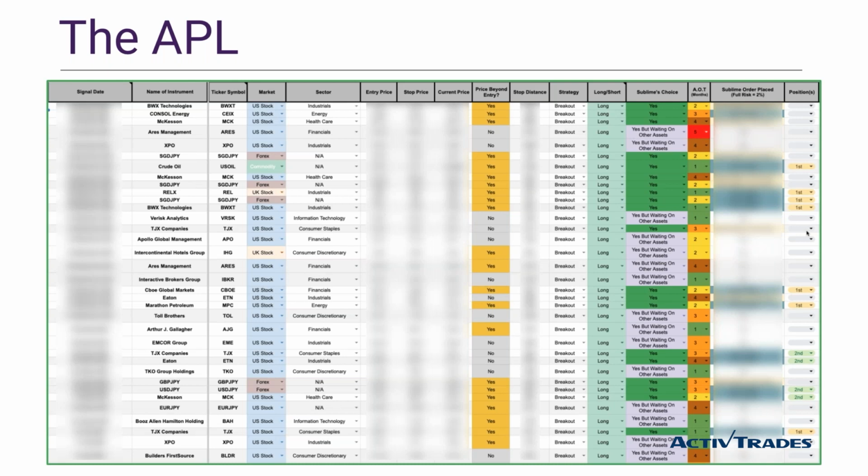The sector, the entry point, the stop losses, the current price. There's a live data feed that comes into this. The strategy we use, whether we're going long or short, how old the trend is. If you look at that column, third from the right there, age of trend, AOT, you can see it tells our community members how old the trend is. We want to get in as early as possible, in the first or second month. And then we're also sharing our risk management, how much we're risking, how many positions we've got. So this is what I call the APL.